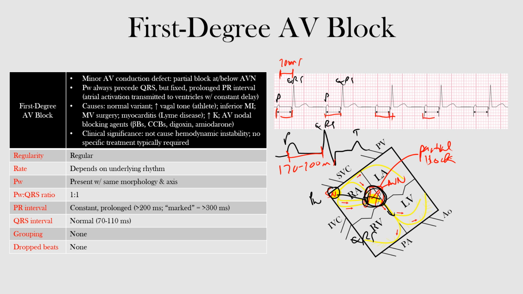One thing to note is that it's constantly prolonged. It's always the same throughout. So you have a prolonged PR interval that is constant with each beat.